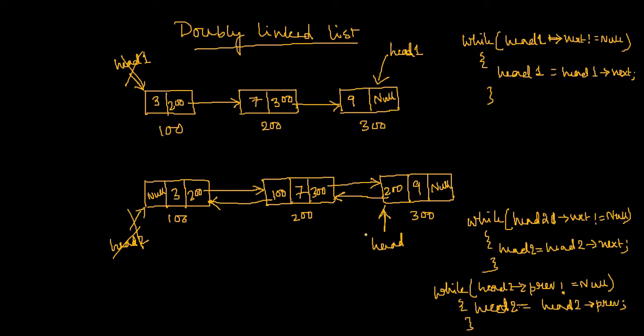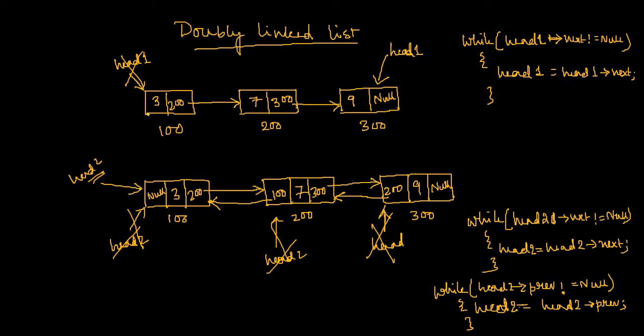What will happen? Head 2 was pointing here, fine. Right now head 2 prev is this one, which is obviously not null. So head 2 equal to head 2 prev means head 2 will now point somewhere over here. And then again this prev will not be null. So ultimately after executing the second loop, head 2 will reach wherever it was previously. So the problem that we had, that every time we had to remember to hold the address of the first node always, and if I cannot hold it, I will lose it.